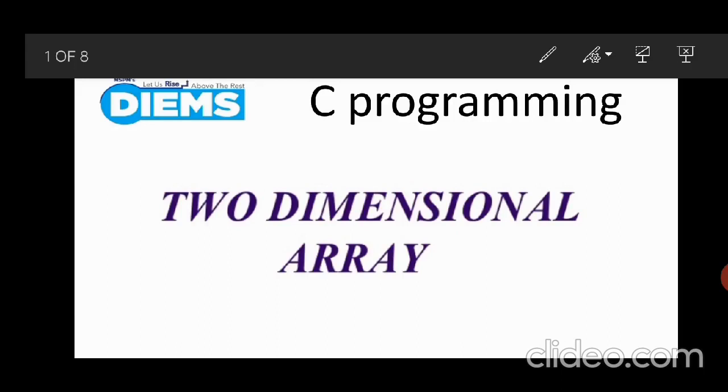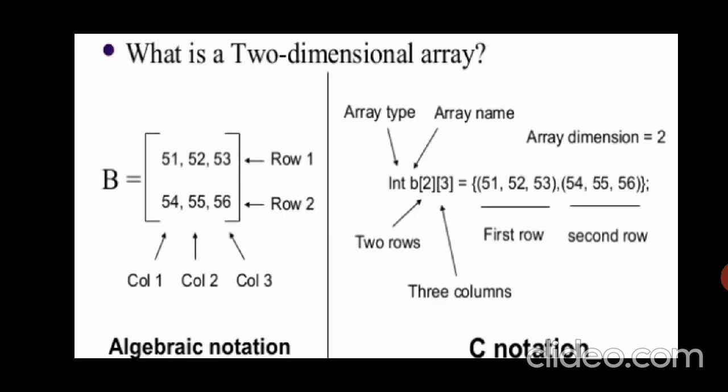In this video, we see about two-dimensional array in C. Here is the algebraic notation of the two-dimensional array, and this is the C notation of the two-dimensional array.